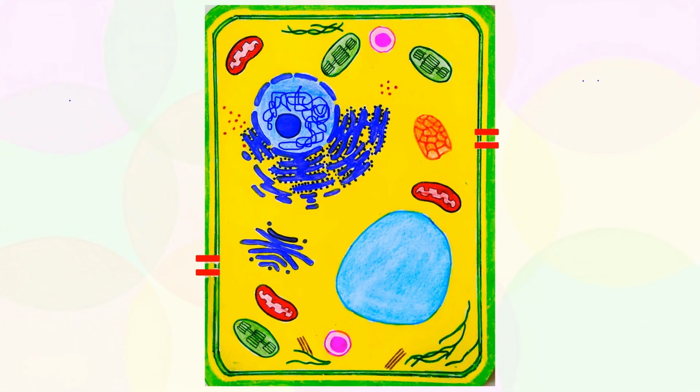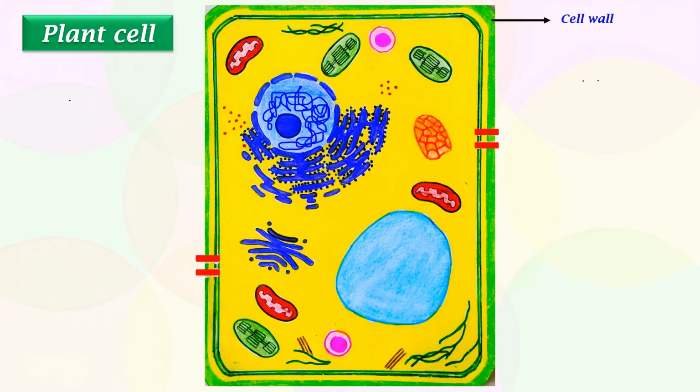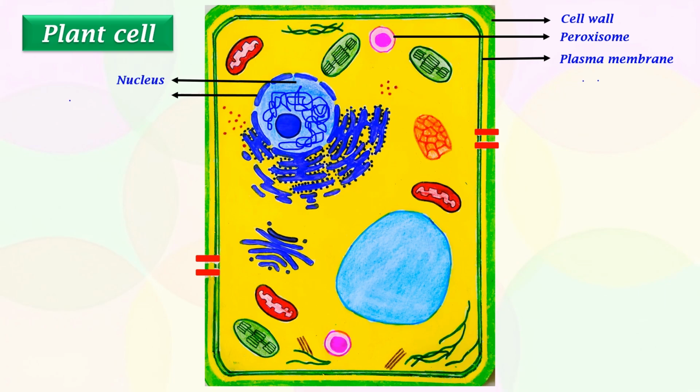The structure of a eukaryotic plant cell is shown in this image. Plant cells have a rigid cell wall. Plasma membrane is the inner protective layer surrounded by a rigid cell wall. This is a peroxisome. This is the nucleus enveloped by a nuclear membrane with nuclear pores.